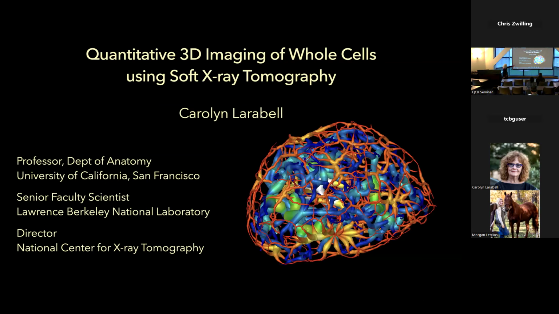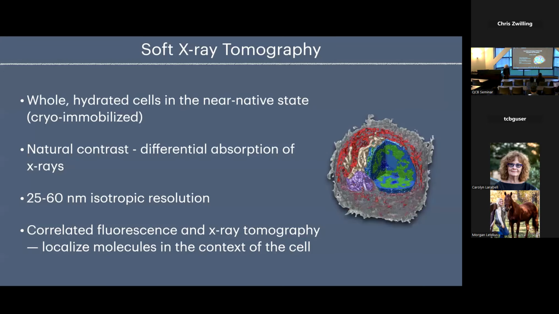This is just a picture of a nucleus with the various heterochromatin and euchromatin filaments in it that we segmented, but I'll move on from there. So the features: I don't have to fix cells in the hydrated state. They're cryoimmobilized, just like for cryo-ET. That's because you have to mitigate radiation damage.